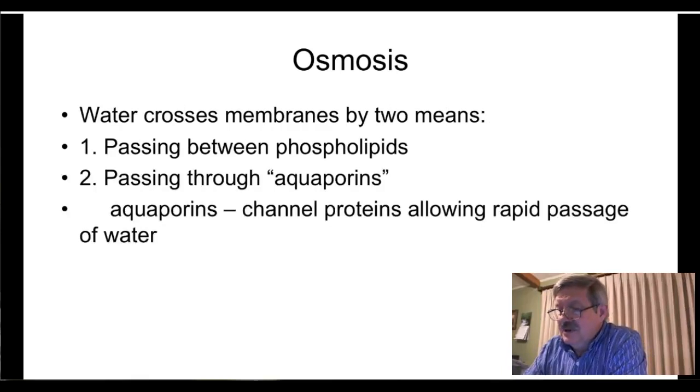Okay. Now then, water crosses membranes by two means. One is by sliding in between those phospholipid molecules, finding gaps in those phospholipids, sliding across there. The other, which is probably the major means of moving water into and out of the cells, is by moving through these channel proteins called aquaporins.